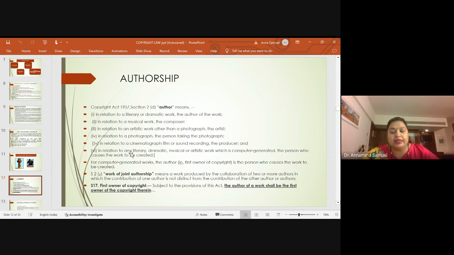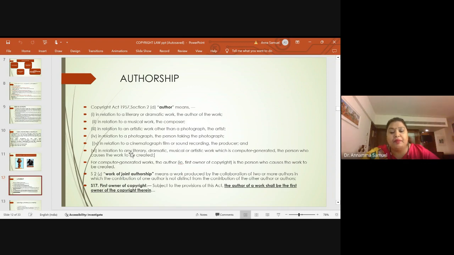Now, earlier in the copyright bill, there was an attempt to include even the director as the author of the work. Now, we have to understand that the producer is the one who is taking the whole responsibility, right? He is ready to take all the economic risk, and the financial investment is made by the producer. So taking into consideration all these factors, the producer is termed as the author of the cinematographic film.